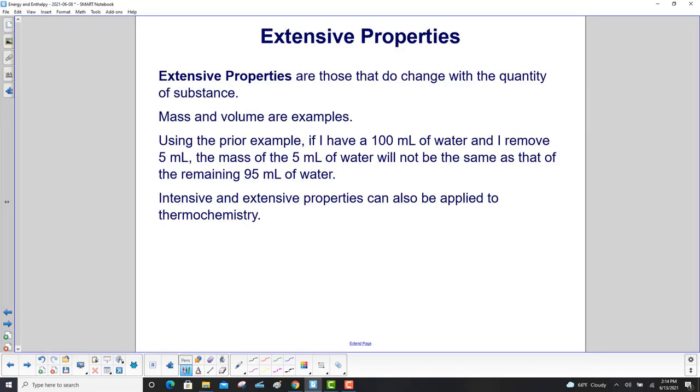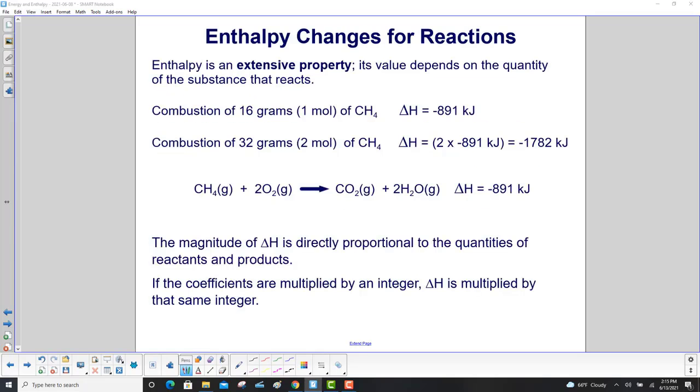Extensive properties are those that do change with the quantity of a substance. Mass and volume are examples. Using the prior example, if I have 100 milliliters of water and I remove 5 milliliters of water, the mass of the 5 milliliters of water will not be the same as that of the remaining 95 milliliters of water. Intensive and extensive properties can also be applied to thermochemistry. Enthalpy is an extensive property.